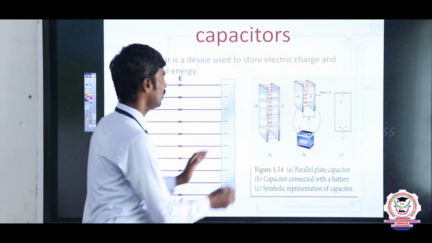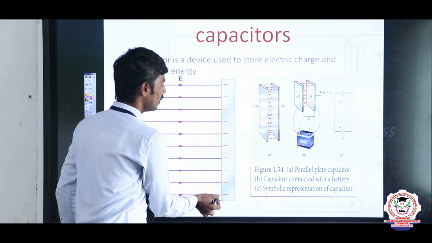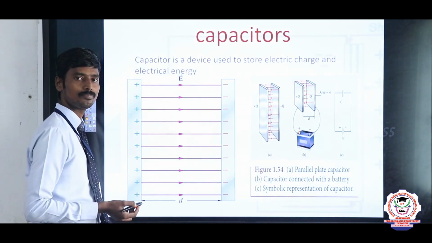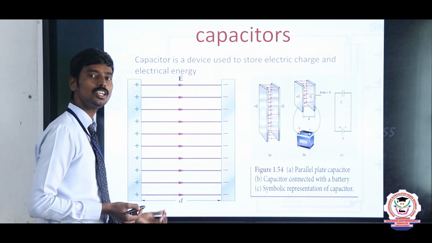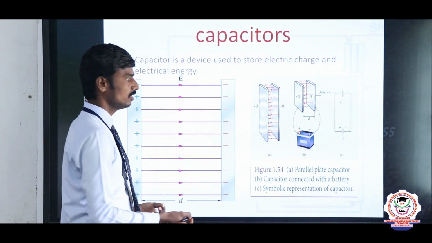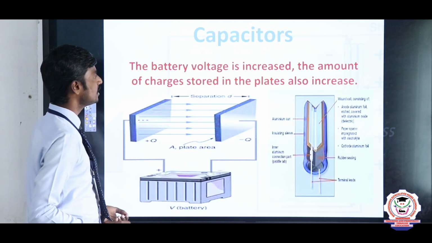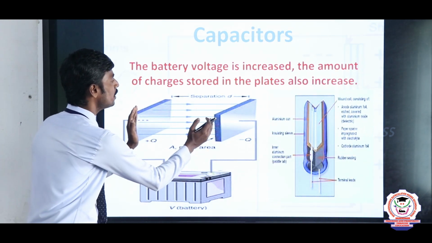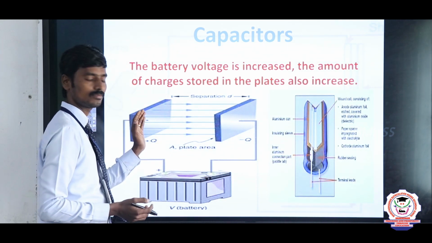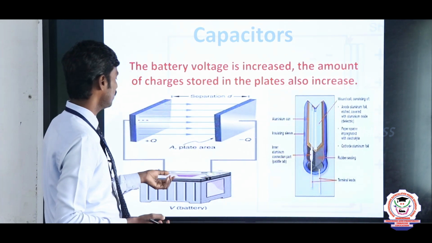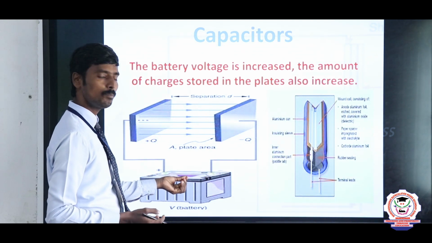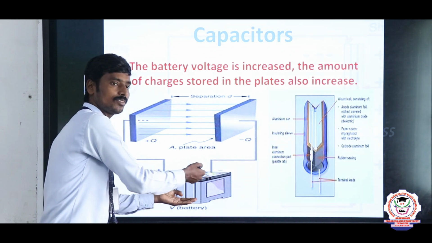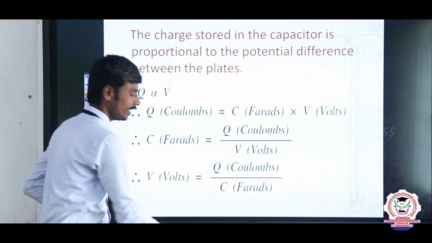One plate becomes negatively charged and the other plate becomes positively charged when the battery is connected to the two parallel plates. As the battery voltage increases, the charge stored between the plates also increases. This is a very important point: the battery voltage is directly proportional to the charge stored in the capacitor.